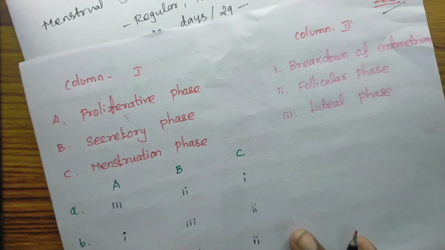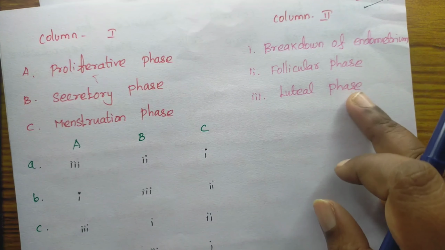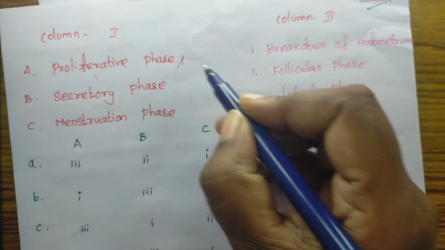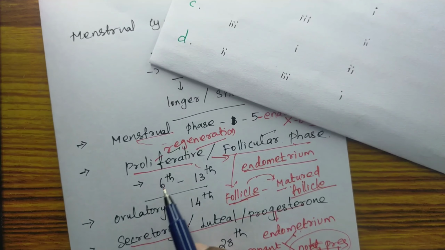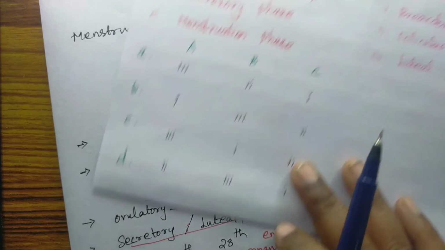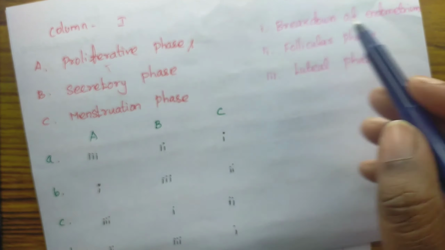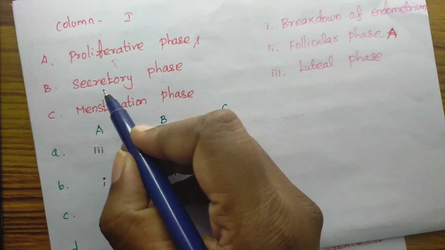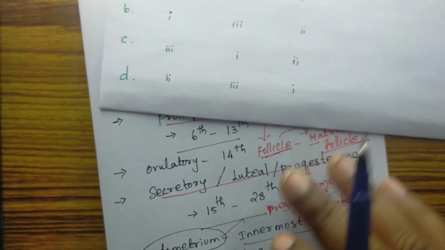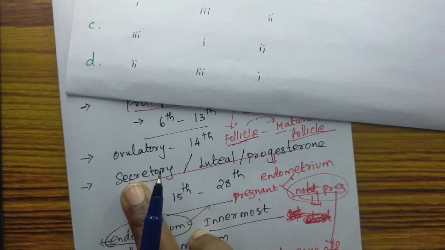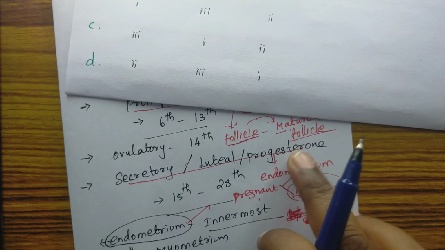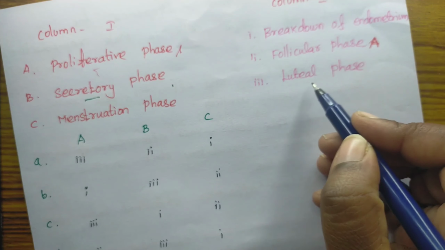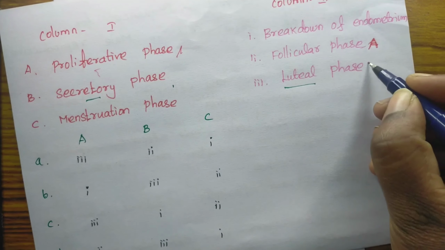Proliferation is nothing but regeneration of the endometrium. You cannot find regeneration of the endometrium here. So the proliferative phase is also known as the follicular phase, as we have already discussed. So for A, the answer is follicular phase. For the next, the secretory phase: the last phase of the menstrual cycle is known as the secretory phase, or luteal phase, or progesterone phase. So here we'll write B.